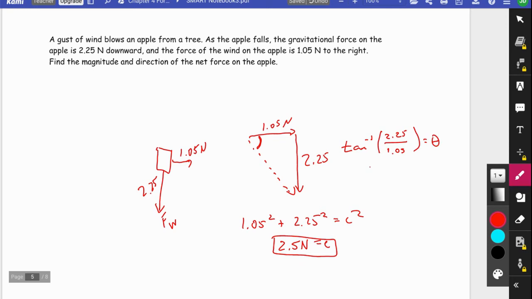So you could have used any trig function though. We get an angle of 65 degrees. So that would be 65 degrees south of east. There we go. We have a magnitude and a direction.